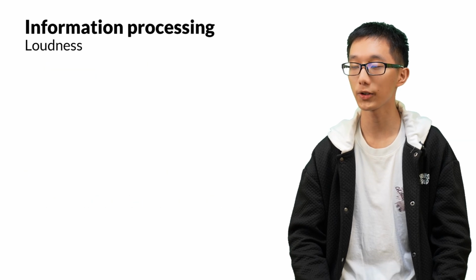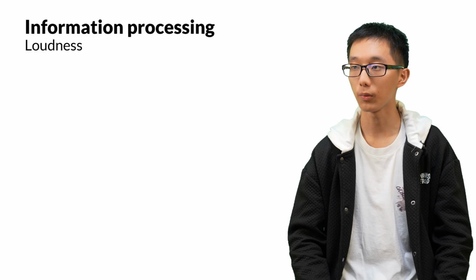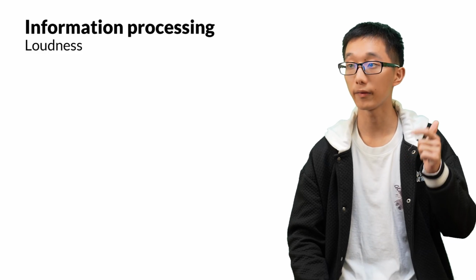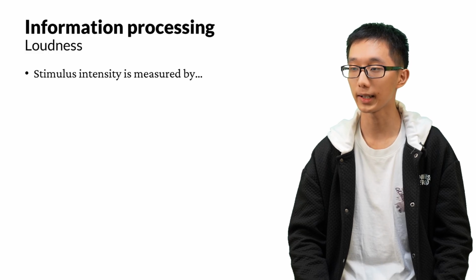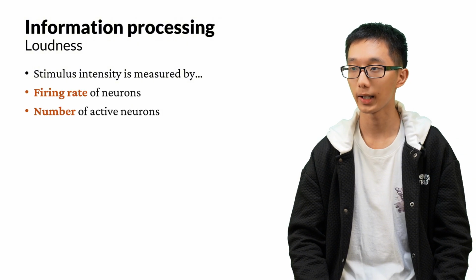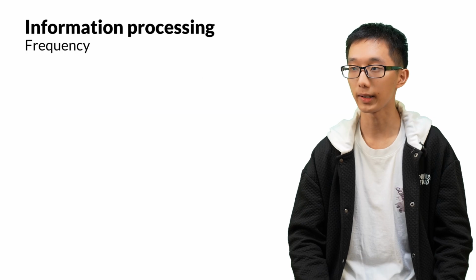Now on to information processing. Firstly, we would like to know about loudness and frequency. How are these two essential pieces of information processed in the brain? Loudness is the intensity of the sound stimulus. It can be measured by the firing frequency of neurons, as well as the number of neurons that are activated. This is fairly simple.